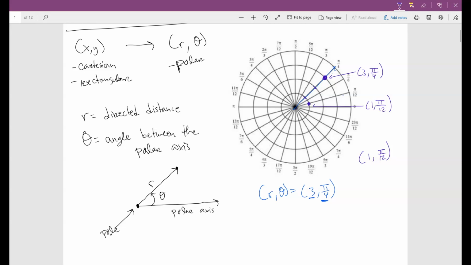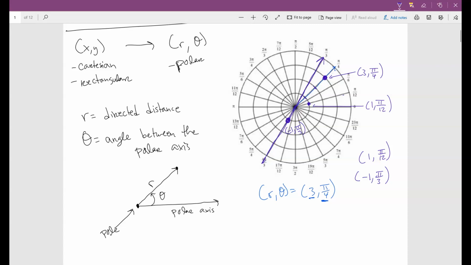Very differently, if I wanted to do, for example, negative 1 comma pi over 3, notice that pi over 3 is going in this direction. However, because it's negative 1 and it's a directed distance, I'm going to go in the opposite direction, this way. So instead of going forward to pi over 3, I'm going to go backward. This point right here denotes negative 1 comma pi over 3. So it's a little different than the way we've been talking about rectangular coordinates.